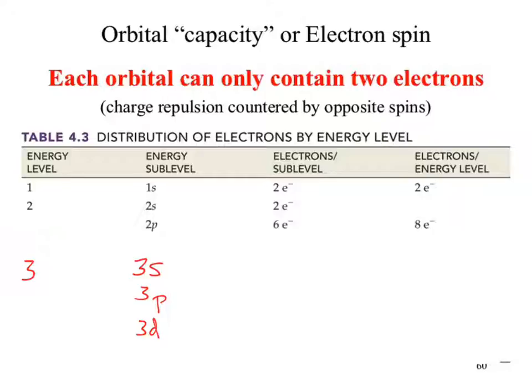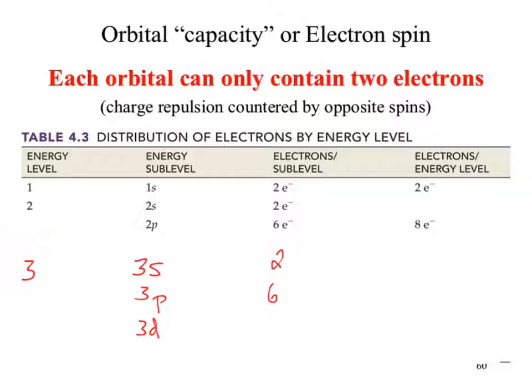Why do we call it d? Because p was already taken. These are arbitrary terms, you just need to know what those terms are. Within the 3s, how many electrons can we get? 2, because there's only one orientation for the s, which means 1 orbital for that level. For the p, how many electrons? Sorry, 3p. We get 6.